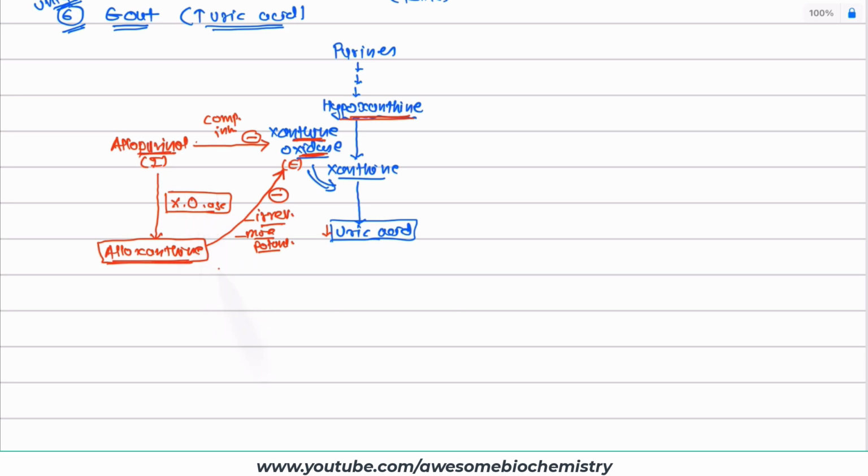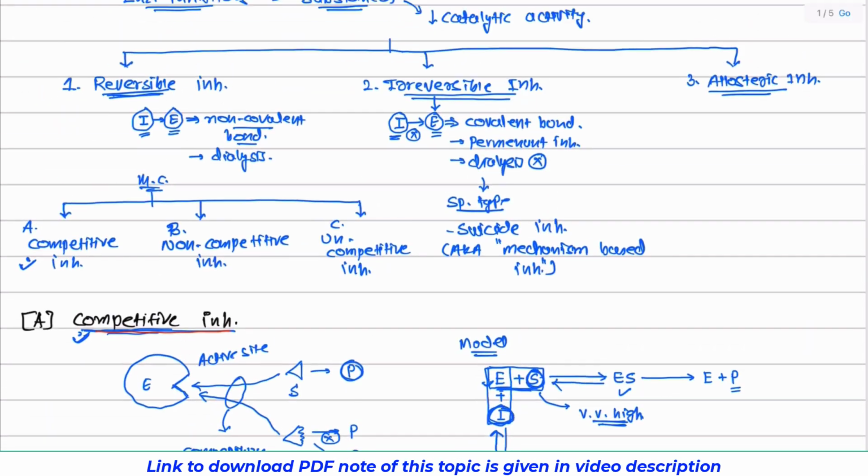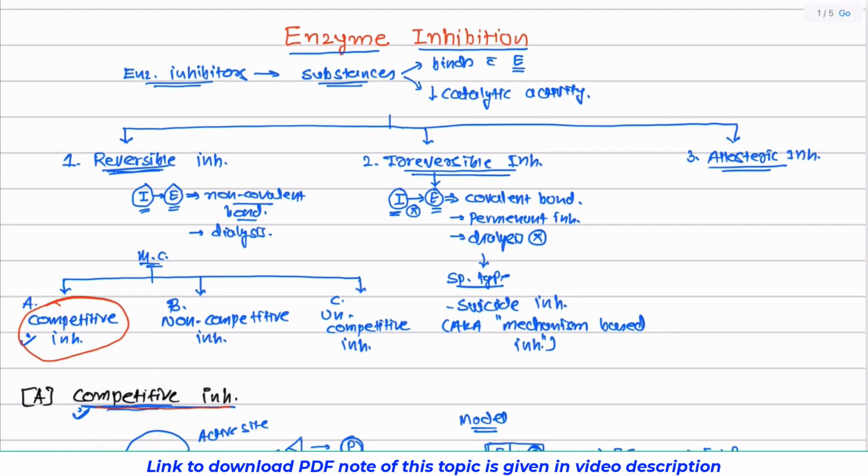So such kind of inhibition is also called suicide inhibition. Right? Remember, suicide inhibition is a combination of both competitive inhibition initially and later on irreversible inhibition. And as this enzyme, by its mechanism, is converting allopurinol to alloxanthine, this type of inhibition is also known as mechanism based inhibition. Right? So this completes our discussion about competitive inhibition. Now let us look at non-competitive inhibition.